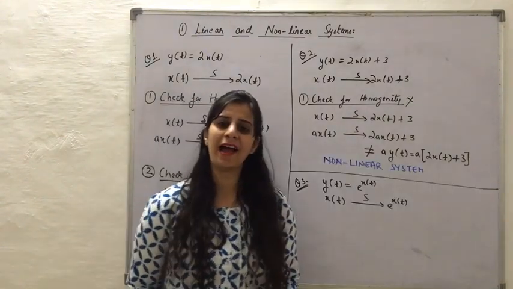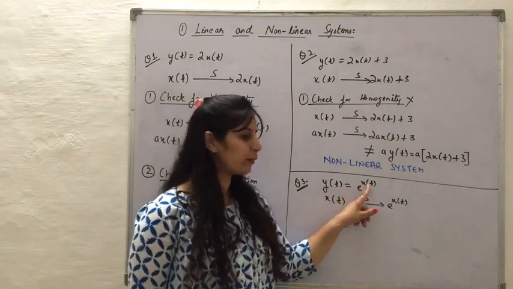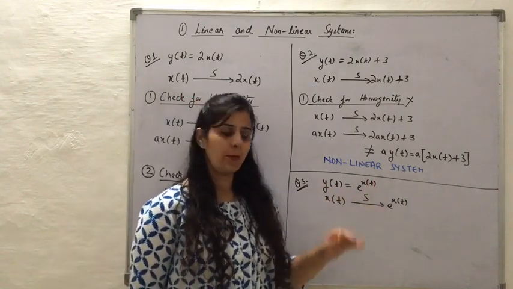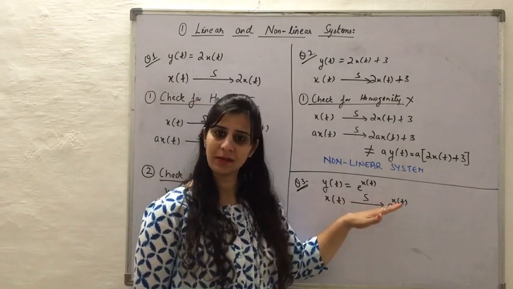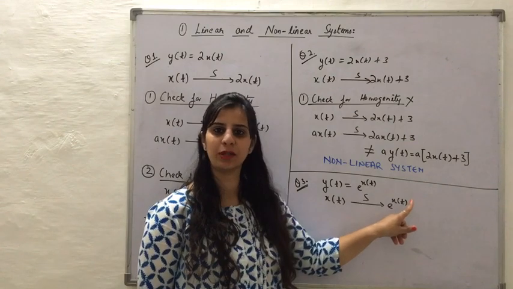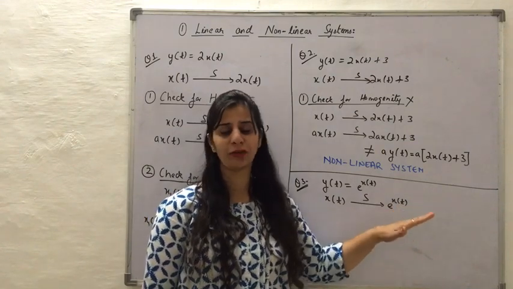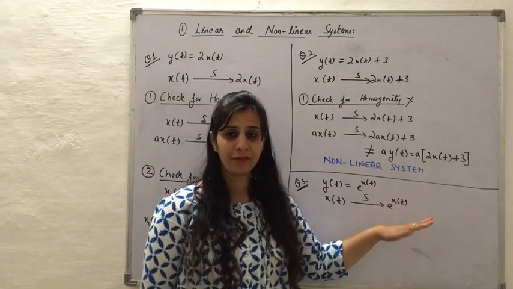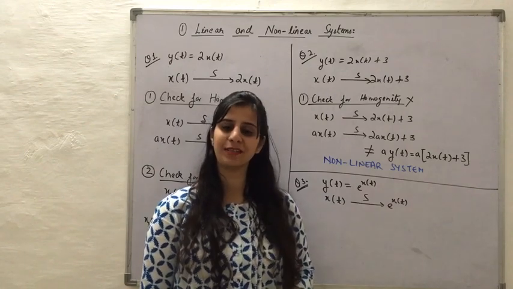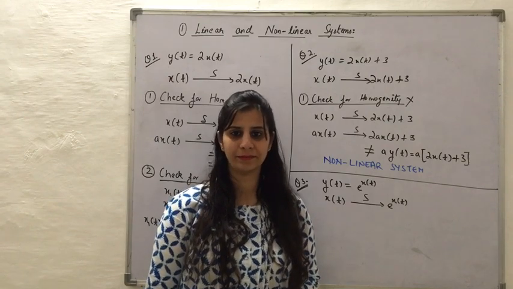Now the next system that I have is a system where y(t) is equal to e raised to the power x(t). That would mean when x(t) is passed through the system, it goes to the power of the exponent. So here it becomes e raised to the power x(t). Again, to check for the linearity and non-linearity of this system, we have to check it on the homogeneity principle and superposition principle. So let's apply them one by one.